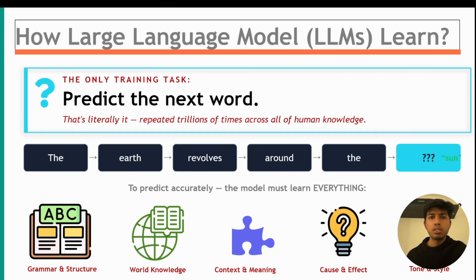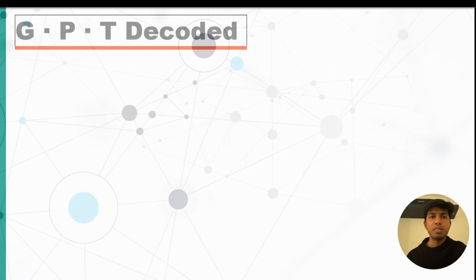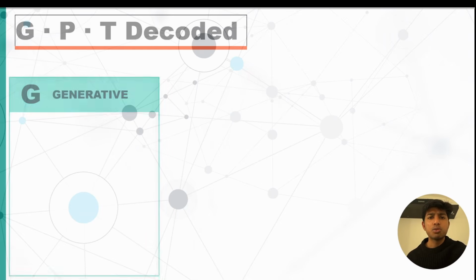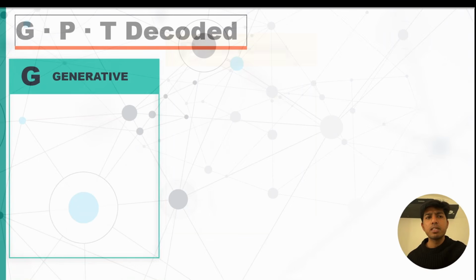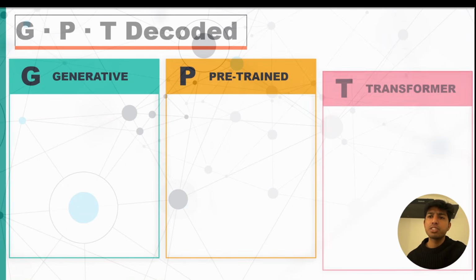Now, let's move on to decode what GPT is. Before we understand GPT, let's understand what ChatGPT is. ChatGPT is two different words. One is chat and the other one is GPT. Chat is nothing but a web interface or an application that you use to interact with the GPT. So, a chat application is just a wrapper around your GPT. So, what is GPT? Let's decode it. G is generative, P is pre-trained, T is transformer.